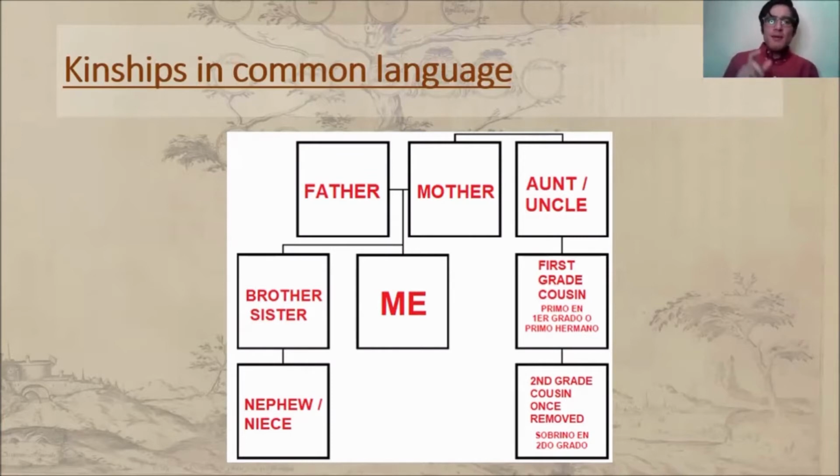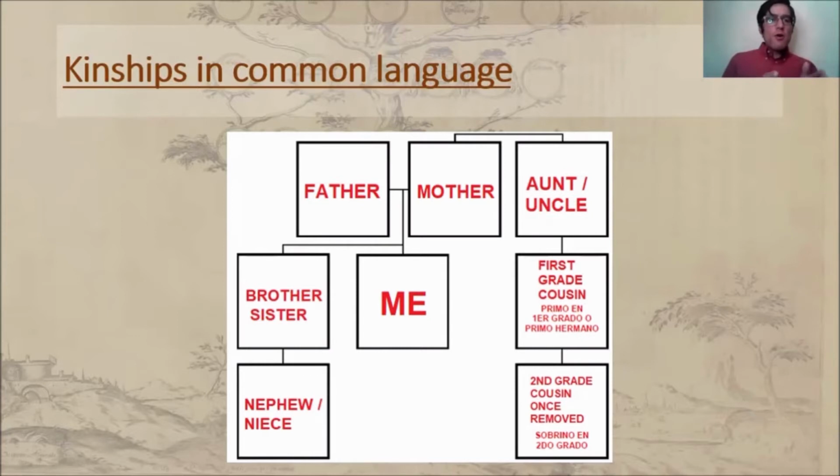But there is another term, primo hermano. Primo in Spanish is cousin, and hermano means sibling. In this case, brother, because it could be hermana, that is sister. So primo hermano or prima hermana. This is just a synonym for a first-grade cousin. So it is another way to mention your first-grade cousin, and you say primo hermano.